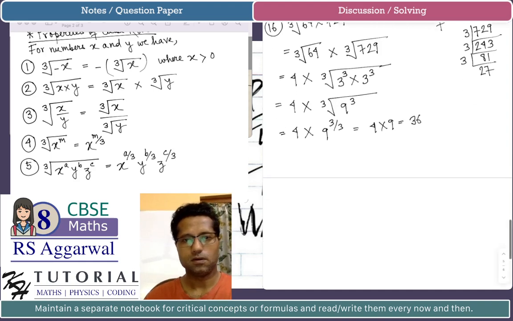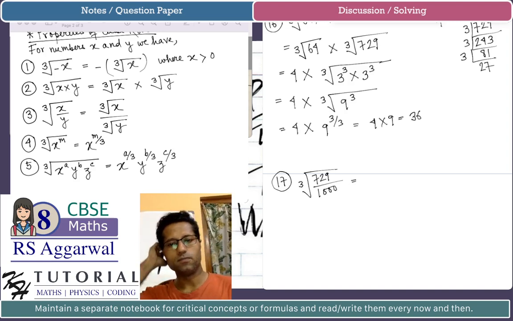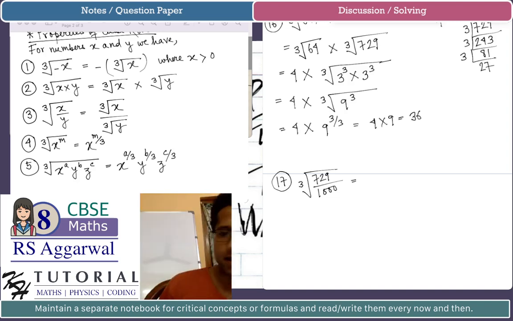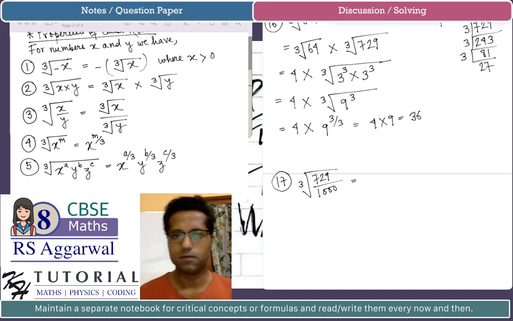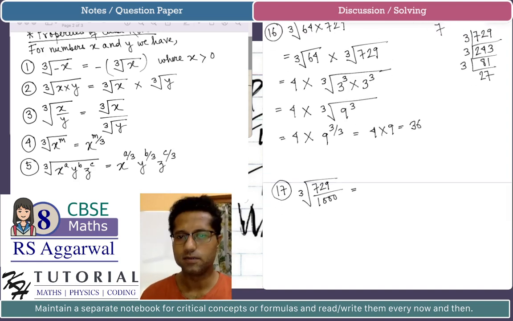Okay, let's do a few more example problems. Problem 17: cube root of 729 divided by 1000. This is also of the form cube root of x by y. Then we can see x is 729 and y is 1000. And 729 is a perfect cube because we just saw in problem number 16 that 729 is equal to 9 cube, and 1000 is also, we know, 10 cube.